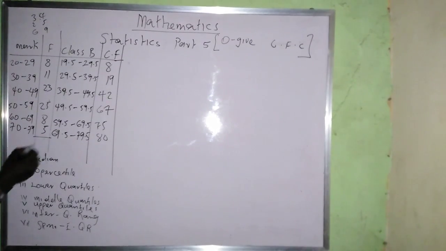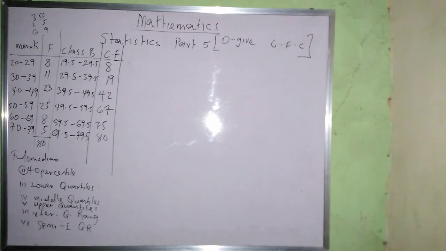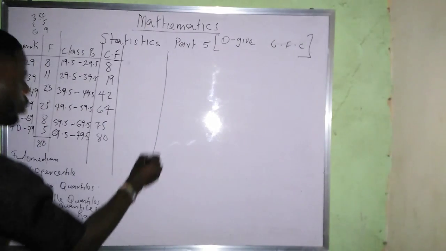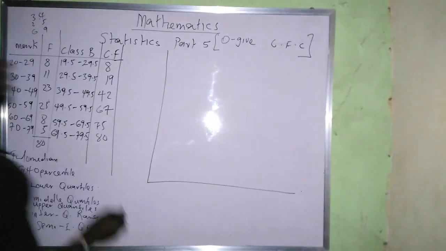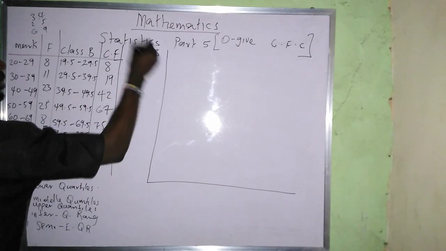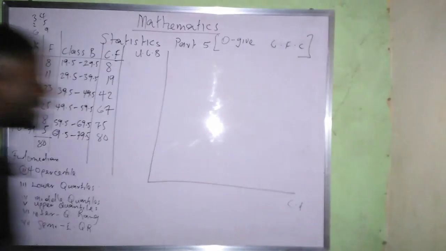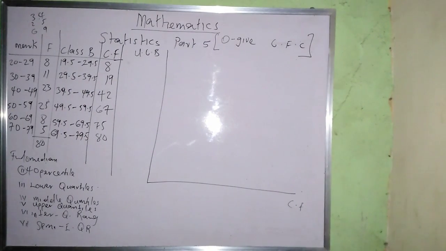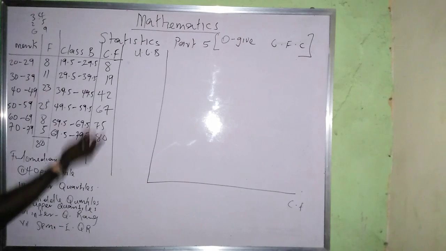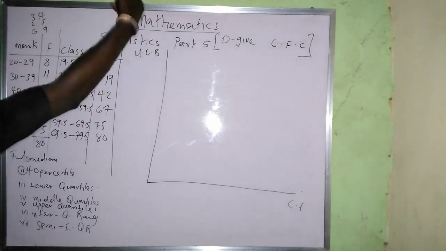Now, it means my additional frequency is what? 80. Now, with this, I can achieve my cumulative frequency. Now, my cumulative frequency is this one. Upper class boundary against cumulative frequency. The highest is 80. The lowest is 8. All the numbers must be present.